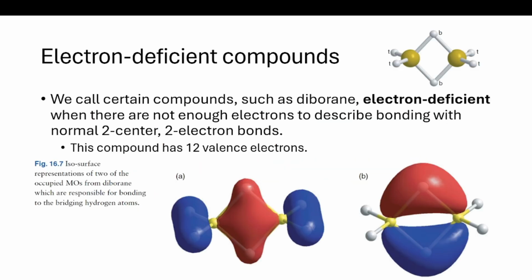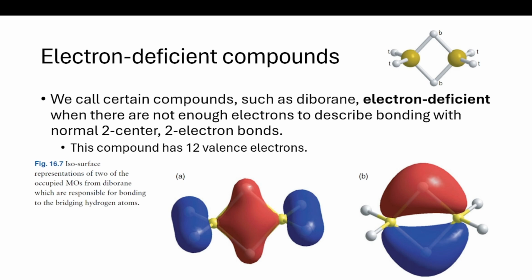Now, you can actually see these banana bonds present in compounds such as diborane. Essentially, take for example this molecular orbital right here. We're going to see that pretty much we've got electron probability spread out across this hydrogen, this particular boron atom, and this particular boron atom.